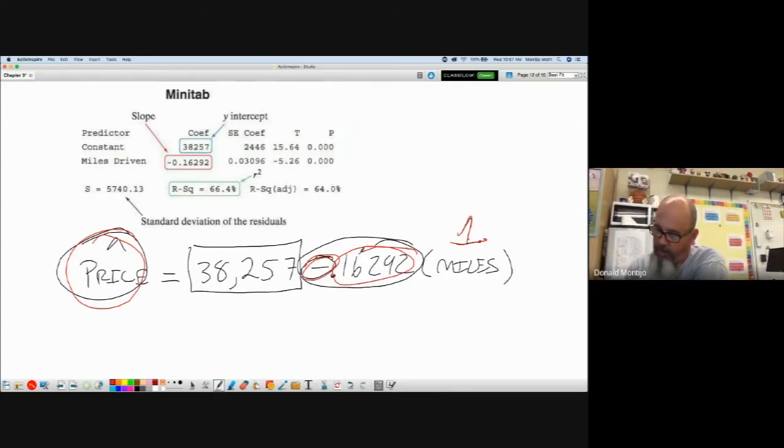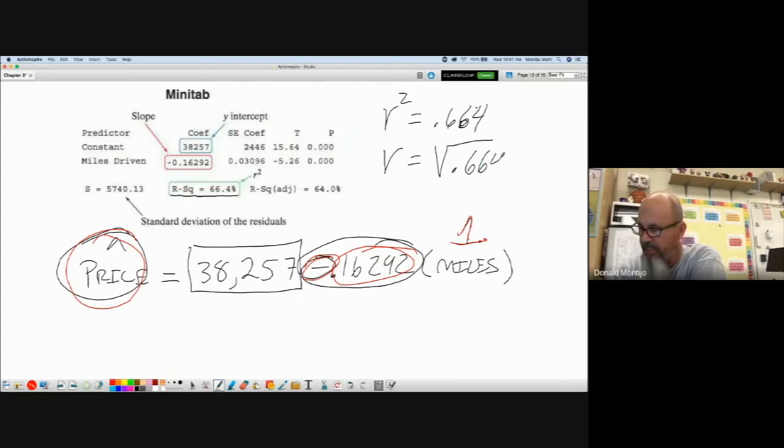Okay. Now, this Minitab printout also gives us some other information. You'll notice in the green box here that it's telling us R squared. Oh, so it's telling us R squared equals 0.66664. But you notice it doesn't give us R. So if R squared is 0.664, R would have to equal the square root of 0.664, okay? Which we saw earlier was negative 0.81 something. But the square root of 0.664 is a positive value.